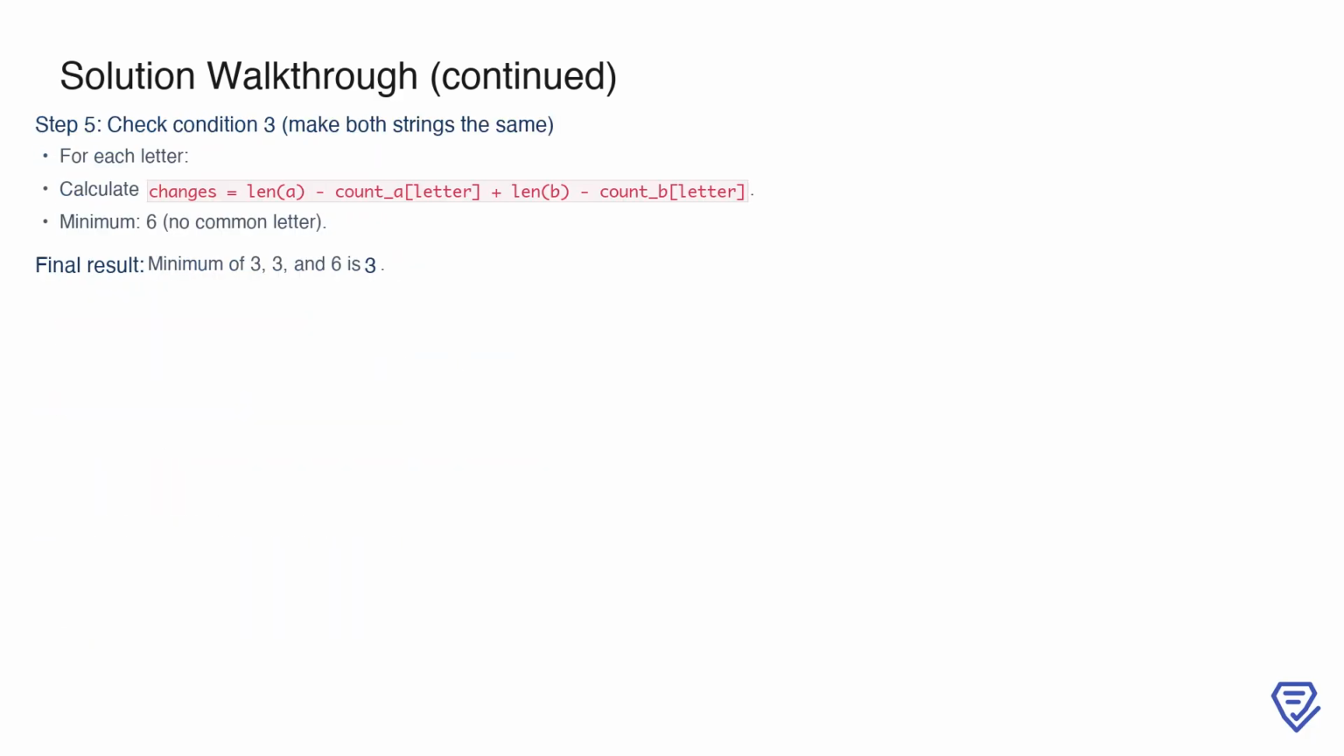For condition 3, we aim to make both strings identical by converting all characters to the same letter. Using the formula len(A) - count_A[letter] + len(B) - count_B[letter], we calculate the changes required for each letter. Since A and B have no letters in common, the minimum number of changes is 6, as we must convert all characters in both strings. Comparing the results for the 3 conditions, we find that the minimum of 3, 3, and 6 is 3. Therefore, the final answer for this example is 3.